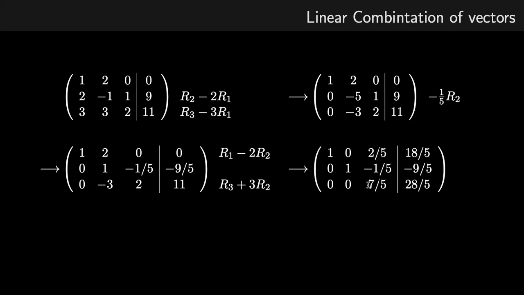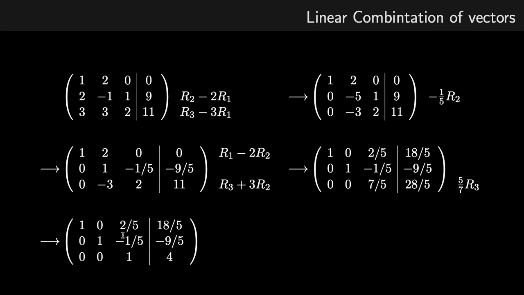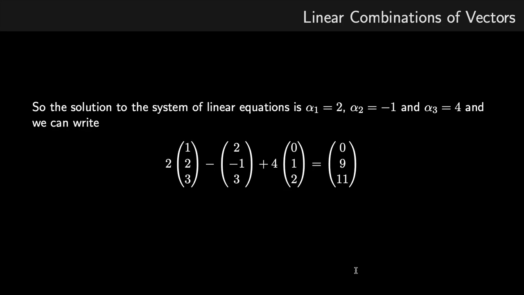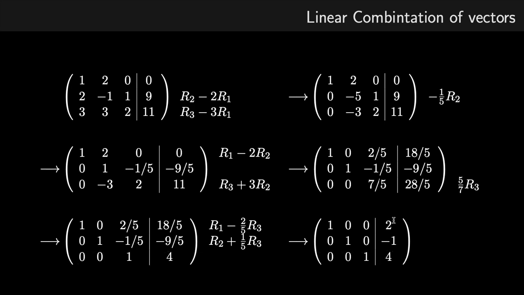The next step is I'm going to multiply row 3 by 5/7 to reduce the 7/5 to 1. And I'm going to perform 2 row operations to reduce the 2 non-zero elements above my 1. So I end up with the identity matrix on the left hand side of the partition and some values on the right hand side. So this is now in reduced row echelon form. What this means is alpha 1 is equal to 2, alpha 2 is equal to -1, and alpha 3 is equal to 4.